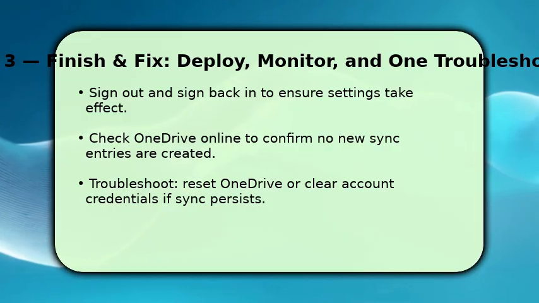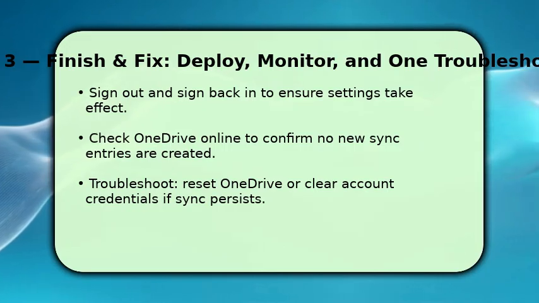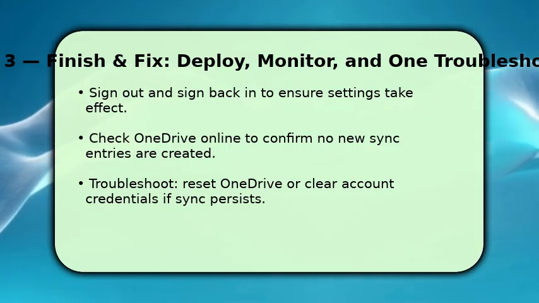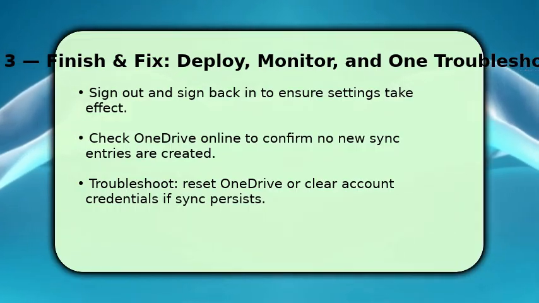If sync continues, use the OneDrive settings, right arrow, account, right arrow, unlink this PC, or run the OneDrive reset command, and clear saved Windows credentials via Credential Manager. If that still fails, remove the Microsoft account from Accounts and re-add it without enabling sync. This fixes stubborn residual syncing.